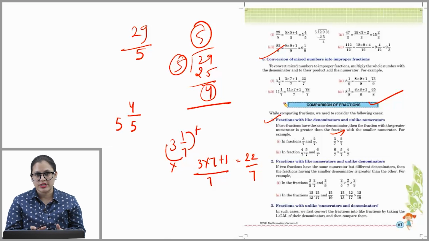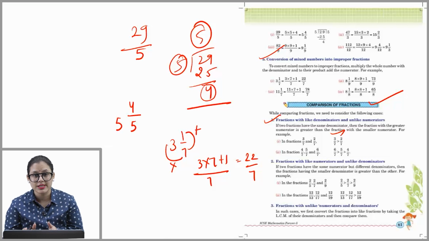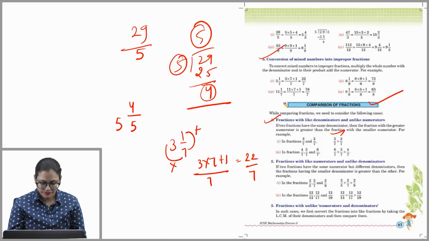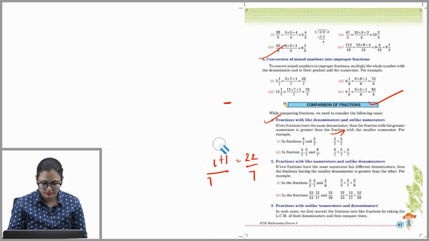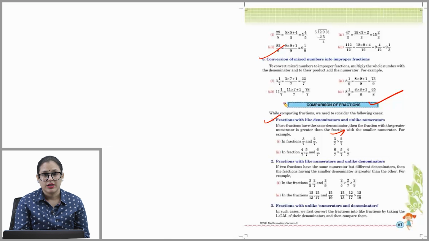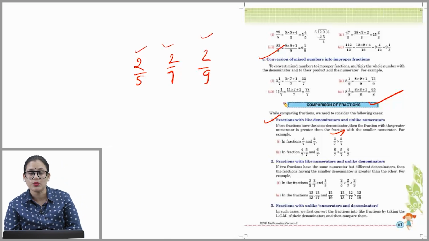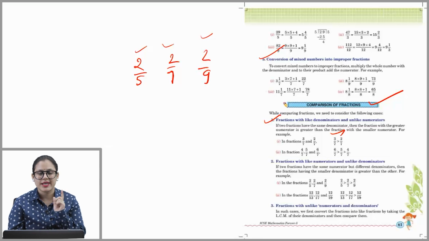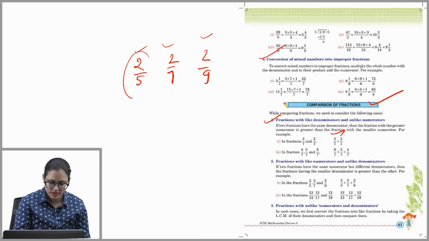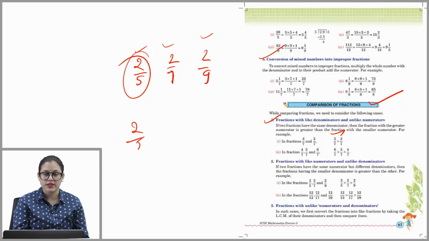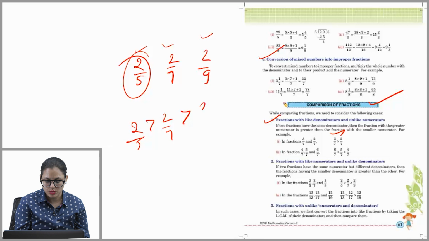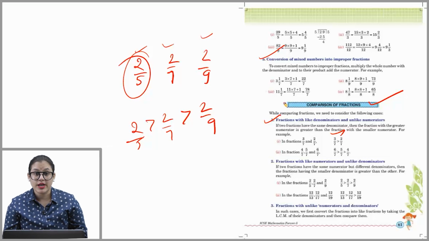Number 2, fractions with like numerators and unlike denominators, meaning fractions having the same numerator. If two fractions have the same numerator but different denominators, then the fraction having the smaller denominator is greater than the other. For example, see, 2 by 5, 2 by 7 and 2 by 9. Numerators are the same and the fraction having the smaller denominator is the greater one. 2 by 5 is greater than 2 by 7, 2 by 7 is greater than 2 by 9, right?